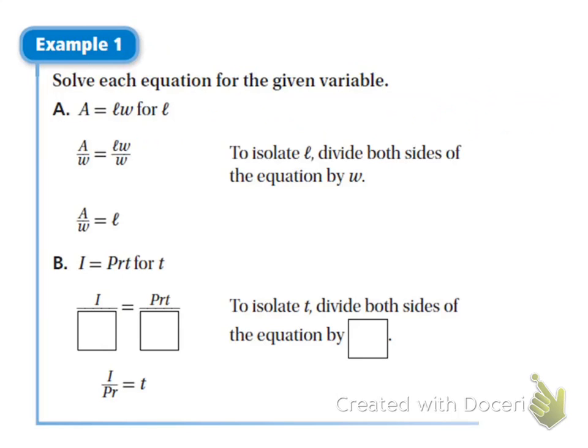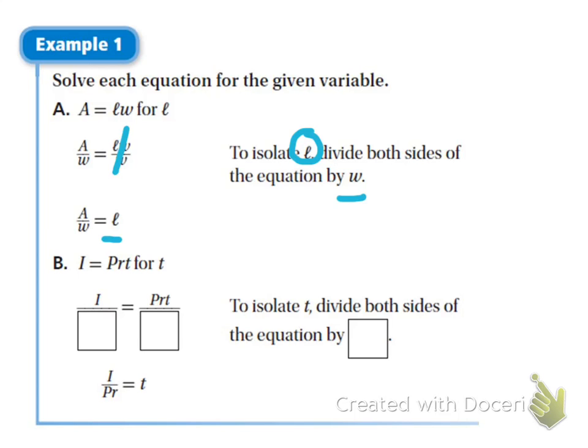Example 1, we're going to solve the equation for the given variable. So we have A, area, equals length times width, for L, and we need to solve for L. So we're going to isolate L and divide each side by W. The reason why we're dividing by W is so we get rid of the W and we just isolate the L variable. So now we know length equals area divided by W. Now this may be difficult for you to understand, but we're not solving, we're just writing it to find the given variable.